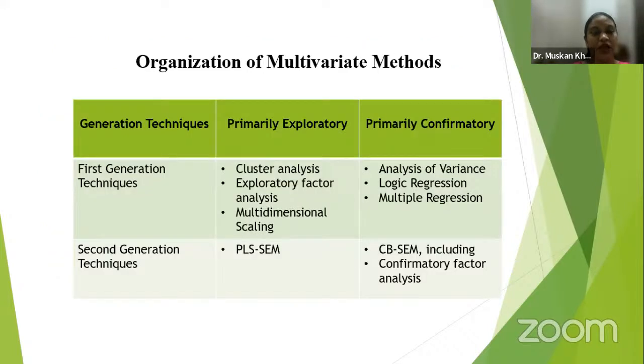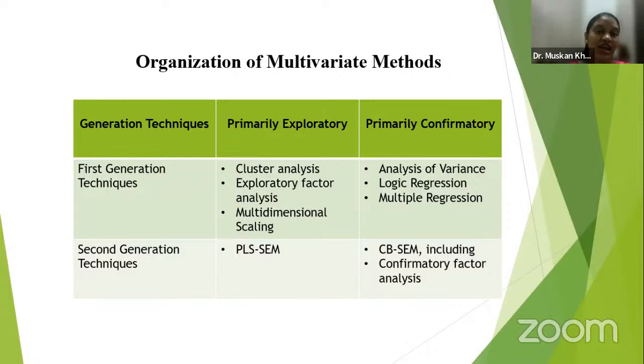Next, how do we organize our multivariate methods? Before PLS-SEM, we have first-generation techniques, that is primarily exploratory and primarily confirmatory. So what are exploratory and confirmatory? Exploratory research is when we are trying to explore something new, some relationship or some theory with the help of certain variables.